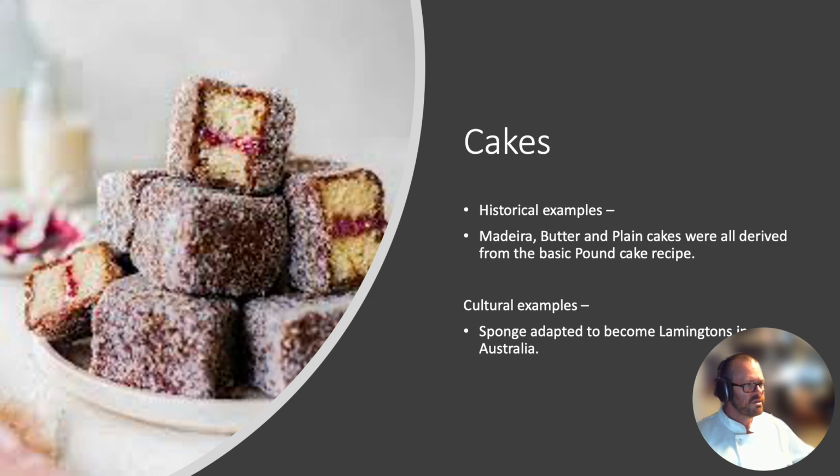A cultural example might be the Lamington, right? So the sponge was adapted in Australia to become the Lamington, and that's the picture of a Lamington there, where you get this sponge that's got this jam center, rolled in chocolate and then rolled in coconut. So a classic Australian, New Zealand cake.